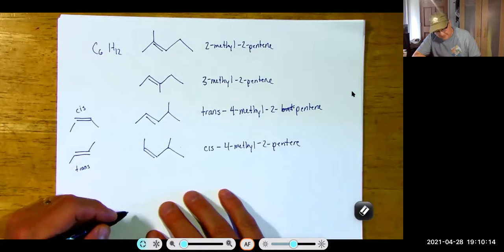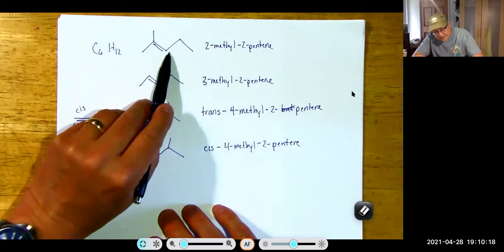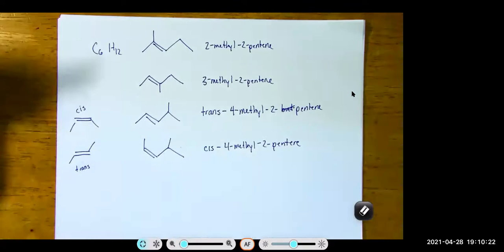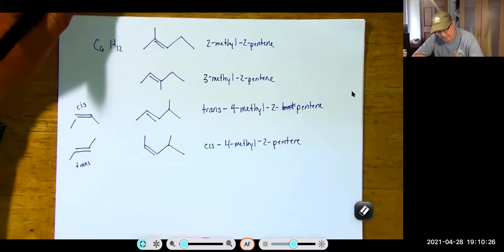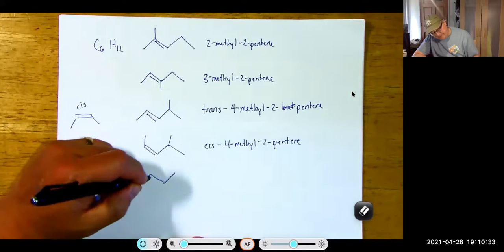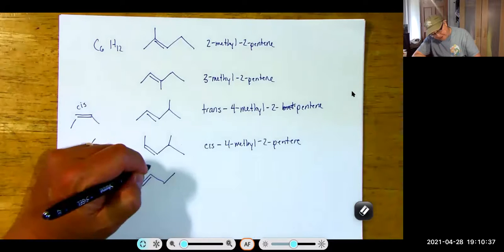So if I move the double bond over to here, can you see how that's just going to result in what we have here with the 2-pentenes? All right. So we're almost there. Let's do the 4s. I could have this.